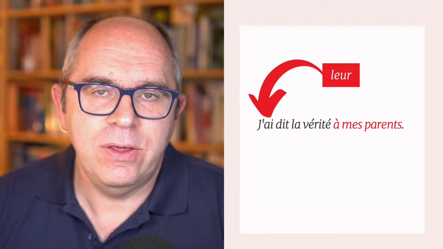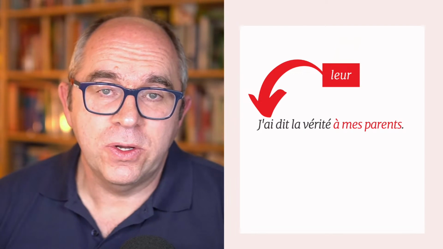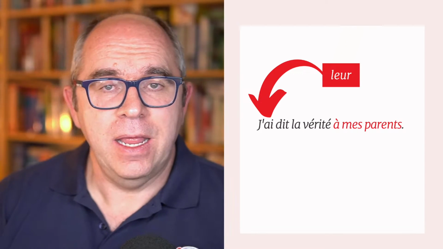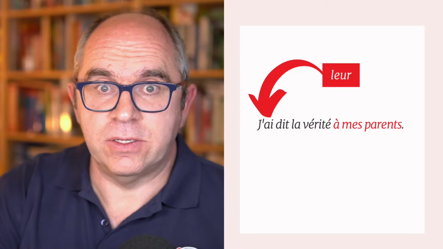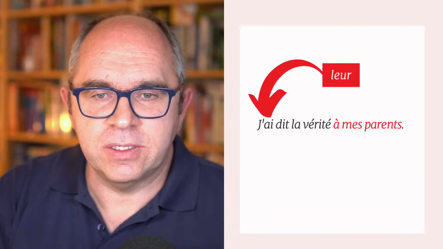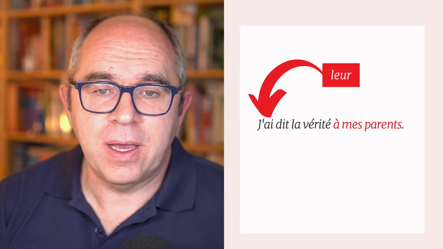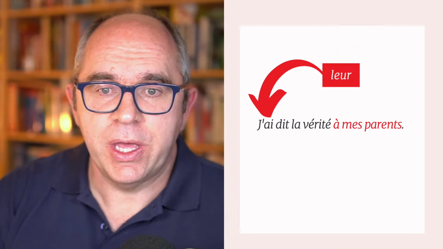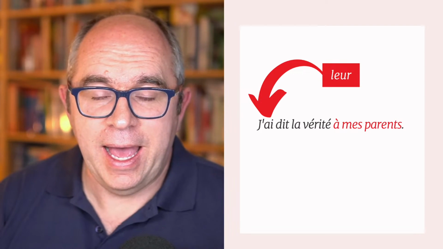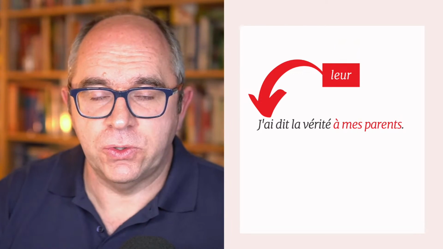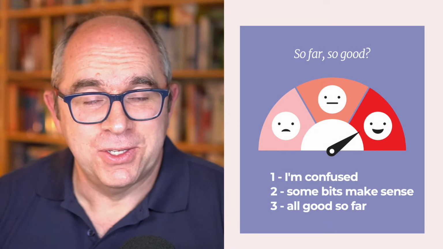Leur. L-E-U-R. And what we're going to do with leur is again place it before our verb, in this case the full conjugated verb with our auxiliary first, and that will become je leur ai dit la vérité. I, to them, have told the truth. Je leur ai dit la vérité. Très bien. Okay? So far, so good.